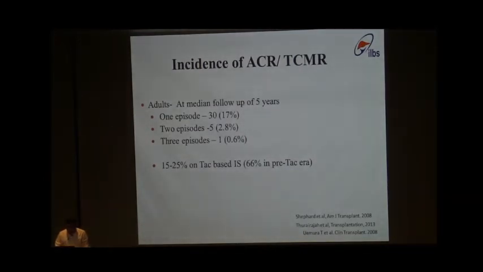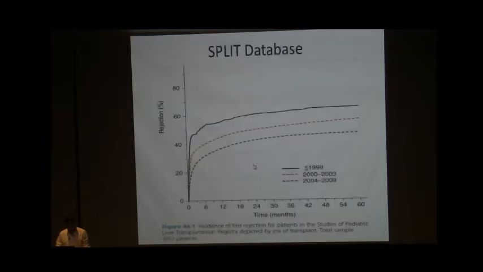Incidence of rejection, I will not go too much into this. It is 15 to 25% in tacrolimus based immunosuppression, and before the tacrolimus era it was quite high. Similar results are seen in pediatric liver transplantation. We can see that in the previous era it was close to 60%, and in the latest it is around 40% who will have at least one episode of acute cellular rejection.